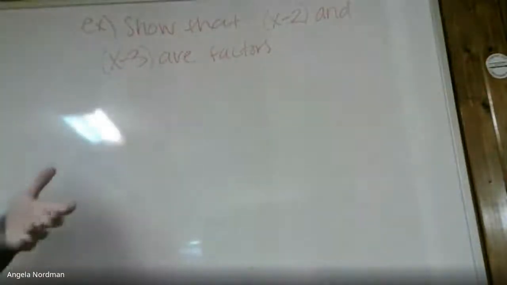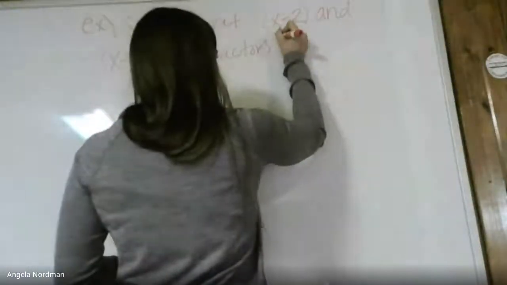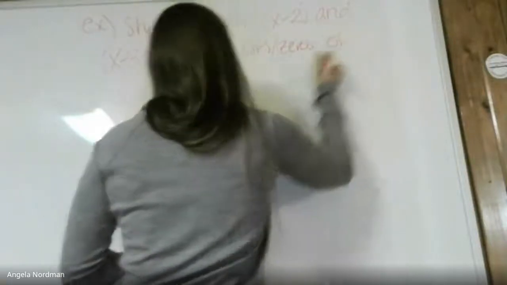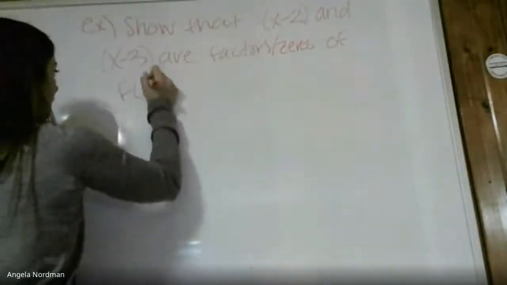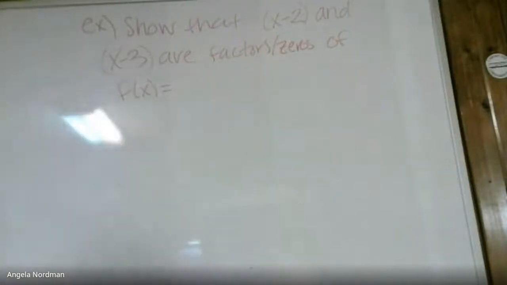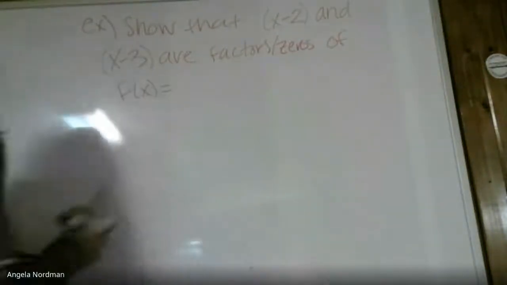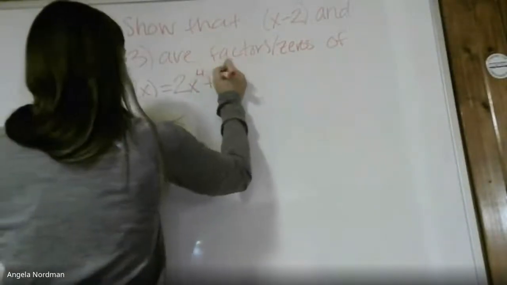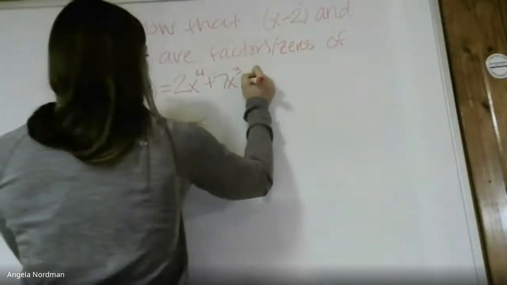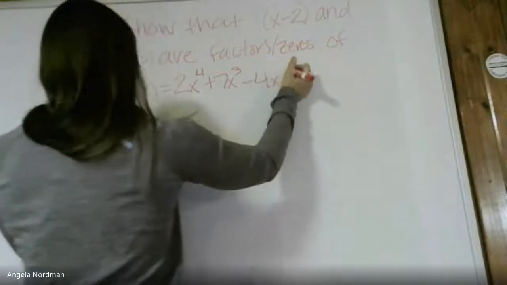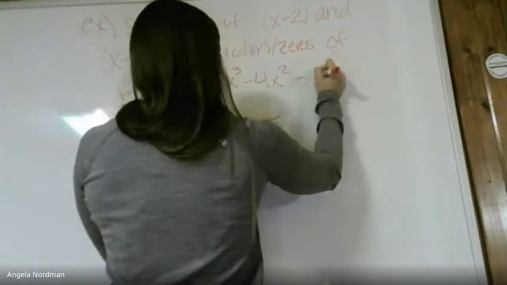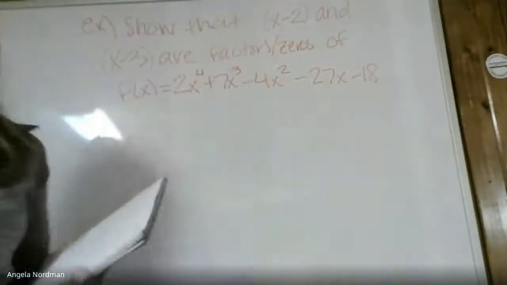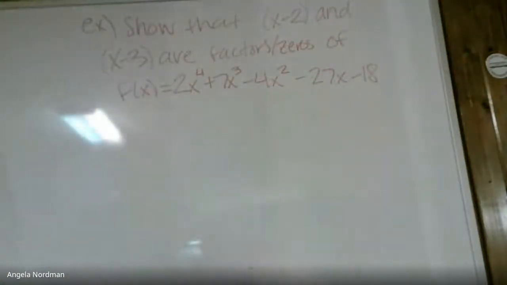In parentheses, basically a factor is the same thing as zeros of the function f of x equals, I'm going to bring this up here because it's a long one, 2x to the 4th plus 7x cubed minus 4x squared minus 27x minus 18. Okay, so again, that's a long one.